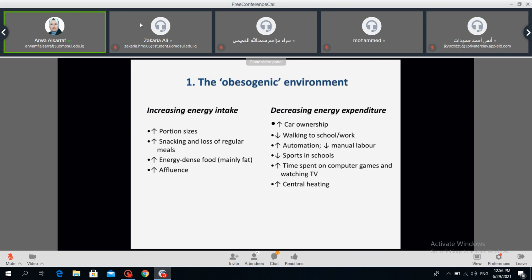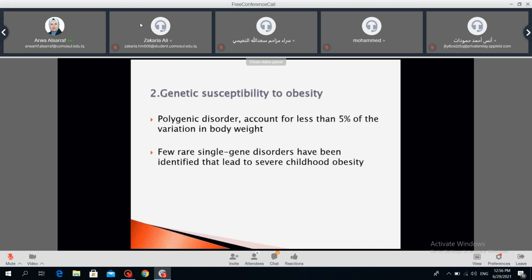In addition to that, there is some genetic susceptibility to obesity. There are some polygenic disorders which account for less than 5% of variation in body weight. يعني بعض العوائل تلاحظون إنه all of them are obese. جزء منه due to their habit of eating, وجزء منه due really to some polygenetic disorders they have. There are a few rare single gene disorders also identified that would lead to severe childhood obesity.